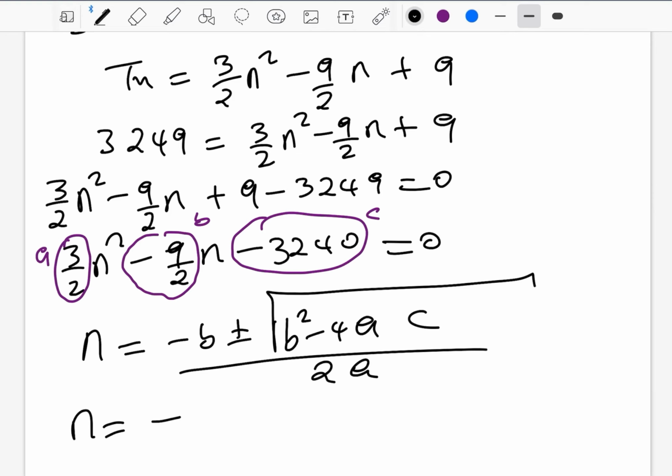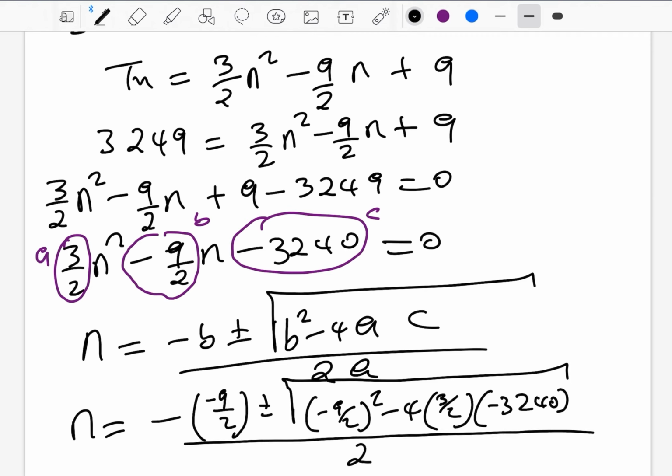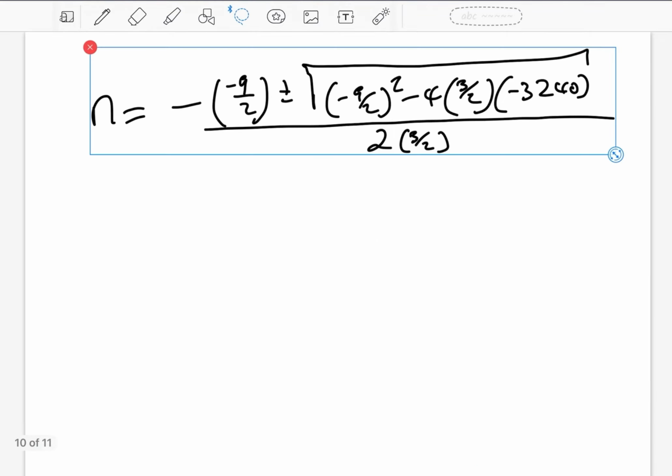So you have negative b, and b is negative 9 over 2. Plus, see what I just did there? Always do that. Negative 9 over 2 squared minus 4 times a, which is 3 over 2, times c, negative 3240. And then you divide by 2a, and a is 3 over 2. I'm going to copy this to the next page. Copy, paste it here. Voila.